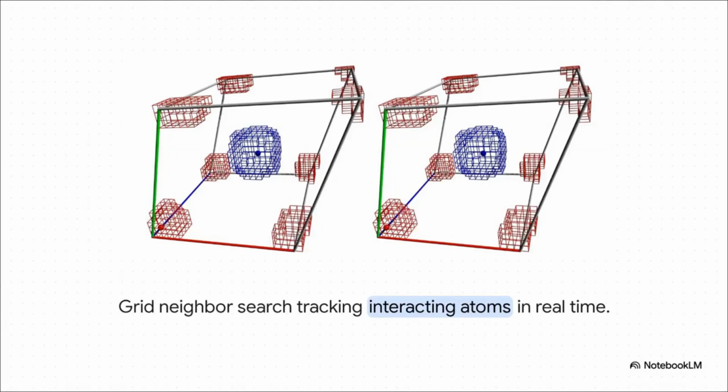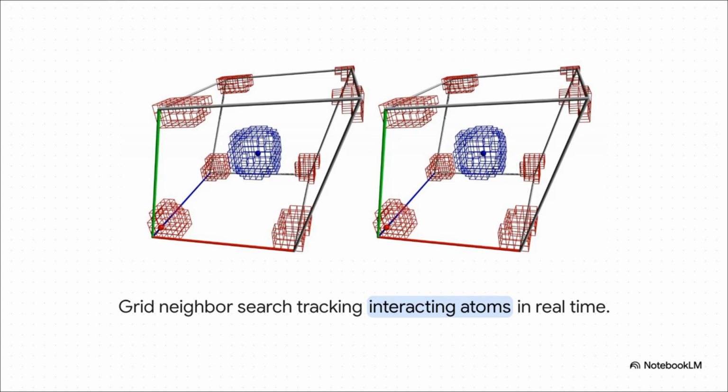To solve this massive math problem, YASARA relies on spatial mapping. Think of this kind of like hitboxes in a video game. As you can see, the software divides the 3D space into a grid of cubes. So instead of one atom checking its distance against every single other atom in the entire protein, it only searches its immediate neighboring grid cubes.